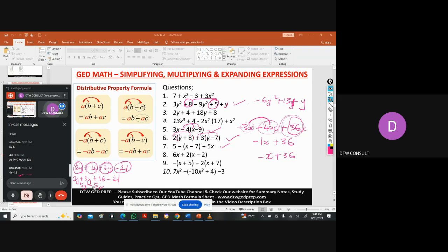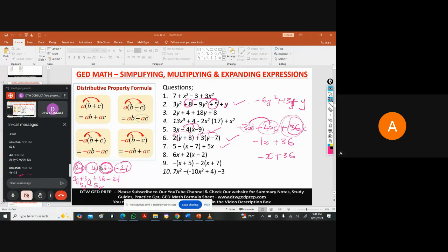We can simplify further. Oh, wait, that means we're not finished. I'm done when I did 2y plus 16 plus 3y negative 21? No, you're not done, because you still have like terms to combine. Do you understand me?